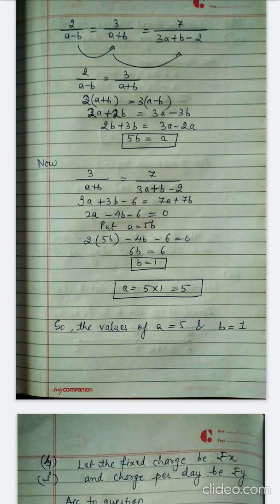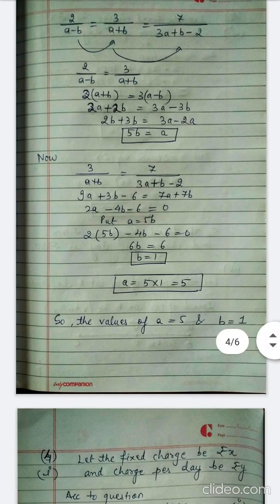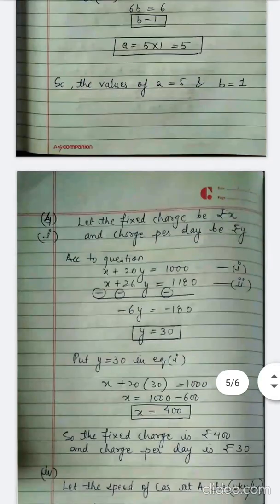Next, question number 4. What does the question say? A part of monthly hostel charges is fixed and the remaining depends on the number of days one has taken food in the mess. When a student A takes food for 20 days, she has to pay rupees 1000 as hostel charges.